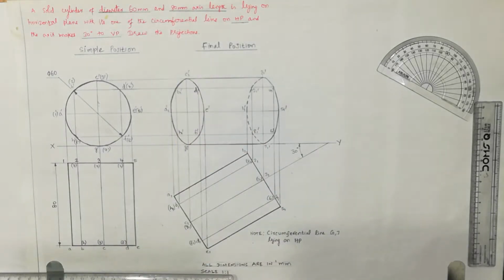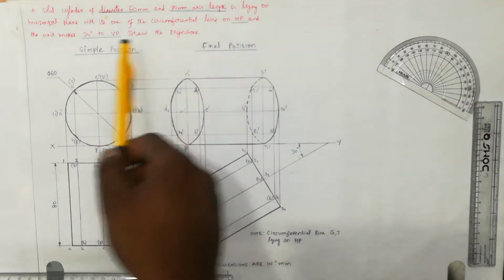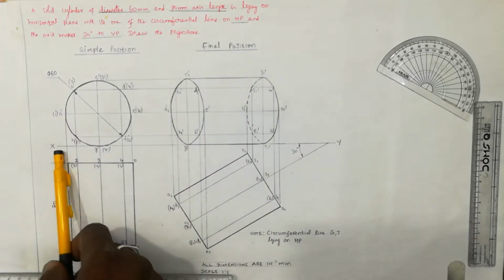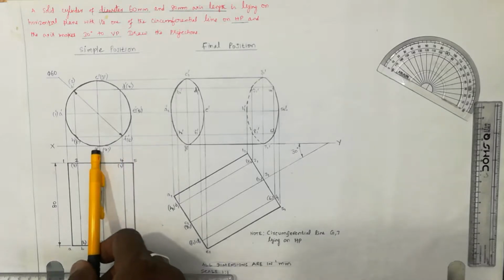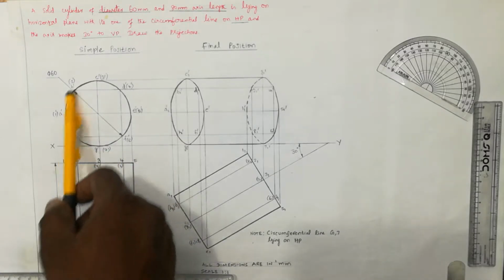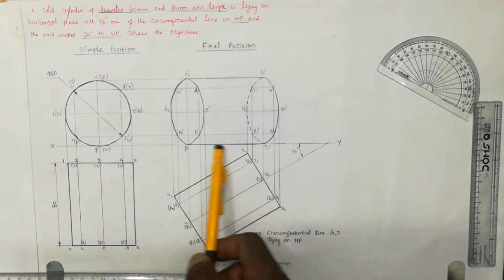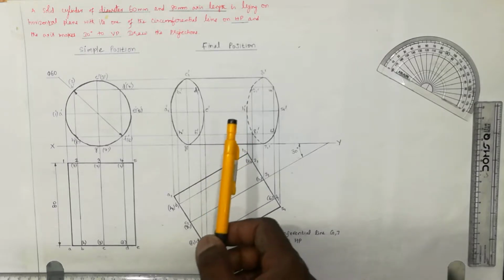So the diagram is completed in two steps. Step 1 is drawing the simple position diagram. Step 2 is to draw the final position diagram. Whenever the solid, here the cylinder, rests on HP, the front view will come above the XY line, in contact with the XY line. So in the simple position the front view will be in contact with the XY line. The final front view will also be in contact with the XY line, as resting on HP means.